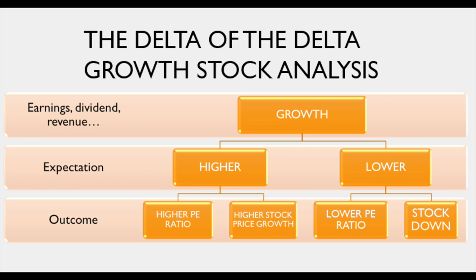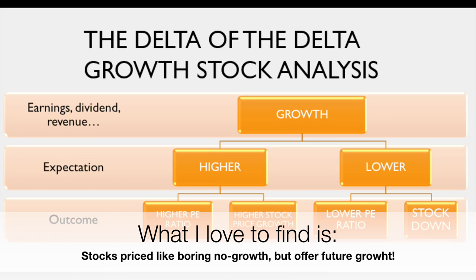So to summarize the delta of the delta growth stock analysis, you have to see, okay, does growth match expectations? If the growth matches expectations, the stock will likely grow at the same rate of growth. If the growth rate beats expectations, if you can find a stock that is likely to grow, but the market doesn't see it, then you have a winner. Because what happens? Higher growth than expectations will lead to a higher price earnings ratio, to higher valuation and higher stock price growth, exponential. This is what can happen to Visa if the growth turns higher towards 20%. Visa can be a $500 stock easily.